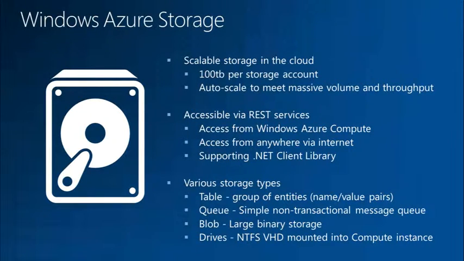Blob is any kind of binary data. So it's a big file system in the sky, a la Amazon S3, if you're familiar with Amazon S3. And the other thing you can do is actually use Windows Azure drives. What that allows you to do is mount to a worker role or a VM role a disk that is backed by a VHD in your Windows Azure Storage account. So you can have a virtual hard disk sitting in Windows Azure Storage, and you can mount that as an NTFS disk in your running virtual machine. So there's a few different options there.